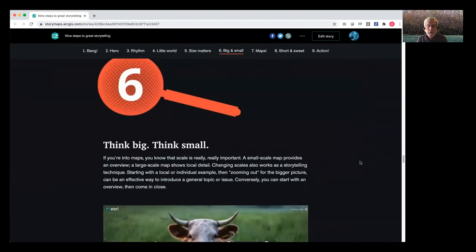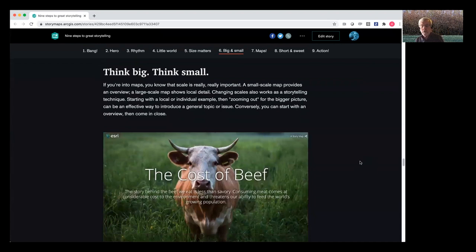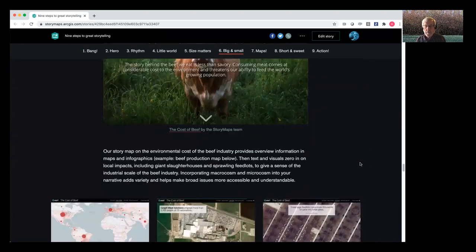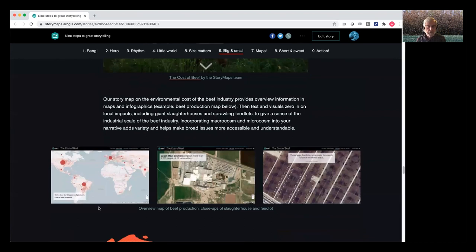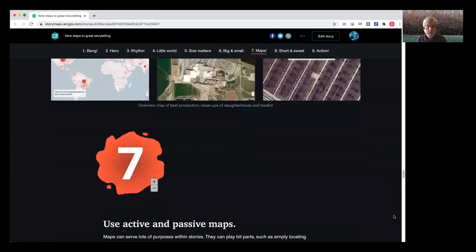Next, think big, think small. And this time around, I'm not talking about screen size, but I'm talking literally about the elements of your story. So a story we did back in the era of the classic apps called The Cost of Beef talked about the environmental impacts of the beef industry. And we used world maps to give an overview. But of course, that kind of separates it from the everyday reality of things happening on the ground. So we also zoomed in on these industrial scale abattoirs and showed quite dramatic images of feedlots to give a more visceral, local sense of the impact of the beef industry.